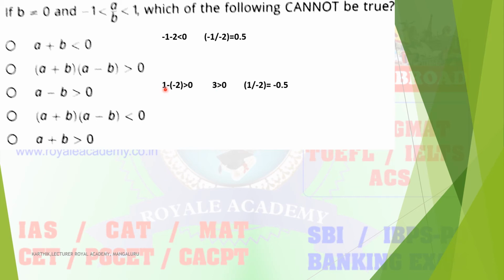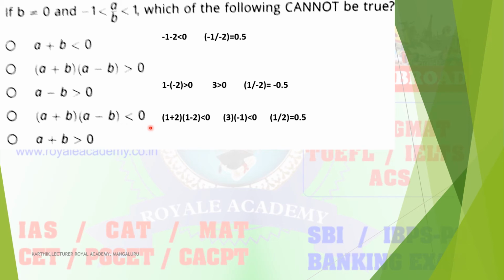So then same values just apply here. 1 divided by, so a I will take 1 and b is minus 2. 1 divided by minus 2 is minus 0.5. Minus 0.5 is in between minus 1 to 1. So it satisfies the condition. Next one.